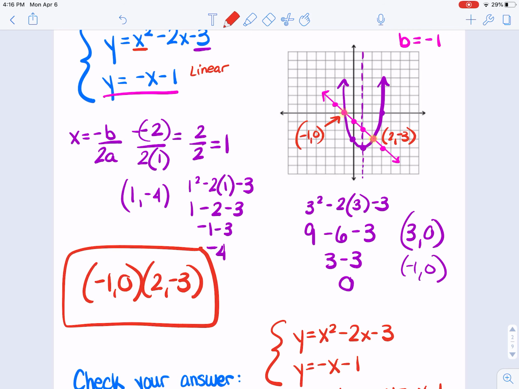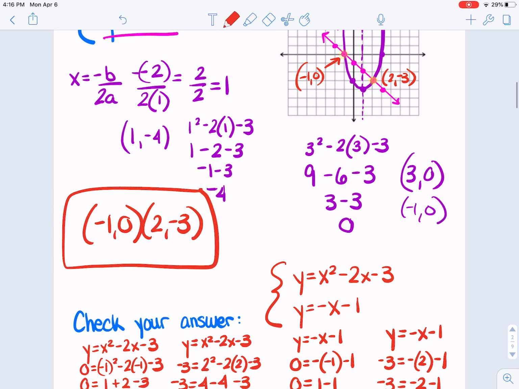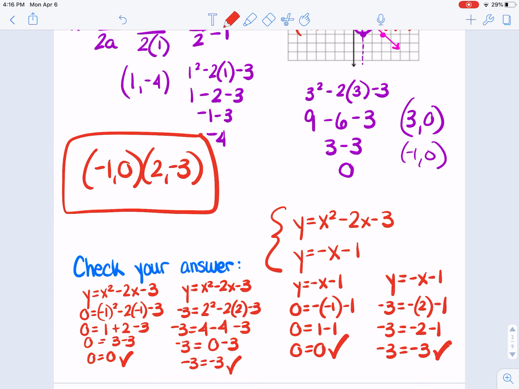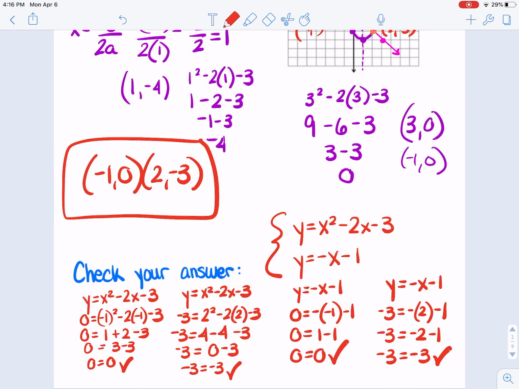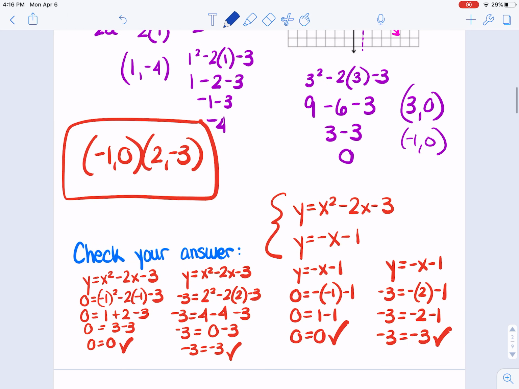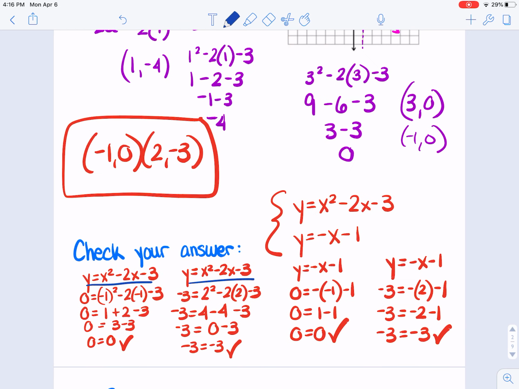Now, to check my answer, this is a bit of a pain in the butt, but the way that we would go about checking it, at least without using the graphing function on the calculator, would just be a matter of plugging each of these points in. So in this first one, I have the quadratic equation. In this one, I plugged in -1 for x and 0 for y, and it checks out. Then I plug in the second point, 2 into x and -3 in for y, and that one works out.